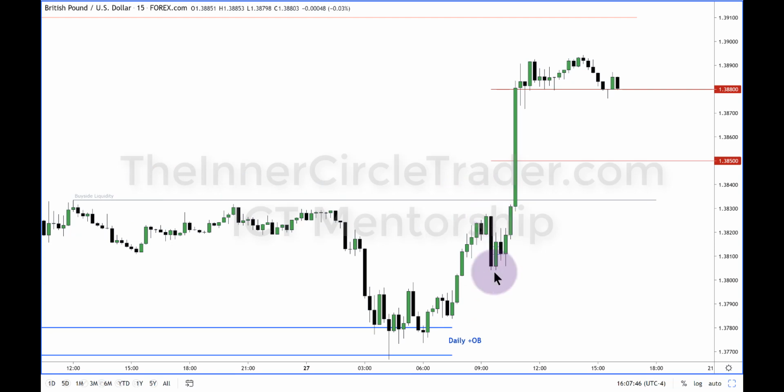We drop down ahead of the 10 o'clock news. And then we consolidate during and shortly after the news comes out. And then it runs for the buy side liquidity. Hammers the 138 mid figure. Trades all the way up to the 138.80 level. And then consolidates. And this high right here, we're going to take a look at that when we drop down into the 5-minute chart.